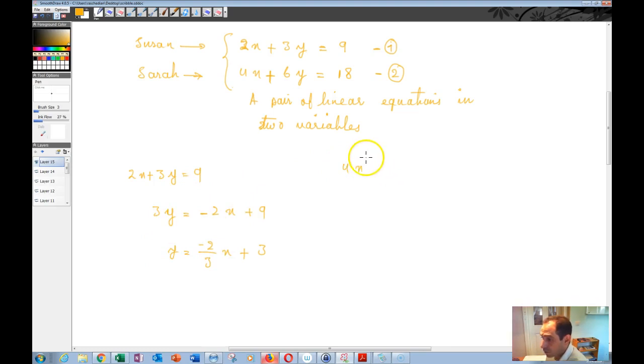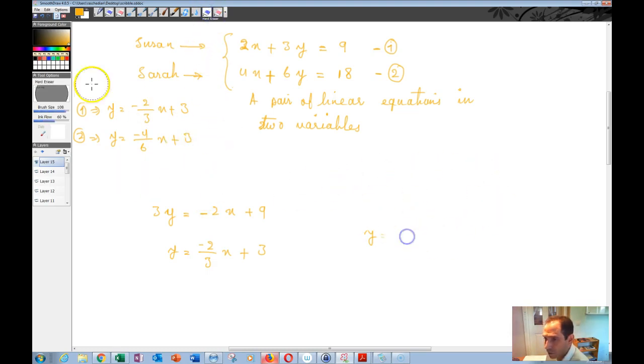4x plus 6y is equal to 18. So 6y is equal to minus 4x plus 18. So y is equal to negative 4 by 6 x plus 3, right? So now I have taken these two equations, and I basically changed the form of the equations so I could draw the graph of these equations. So they are y is equal to negative 2/3 x plus 3, which I got from 1, and from 2 what I got was y is equal to negative 4/6 x plus 3.